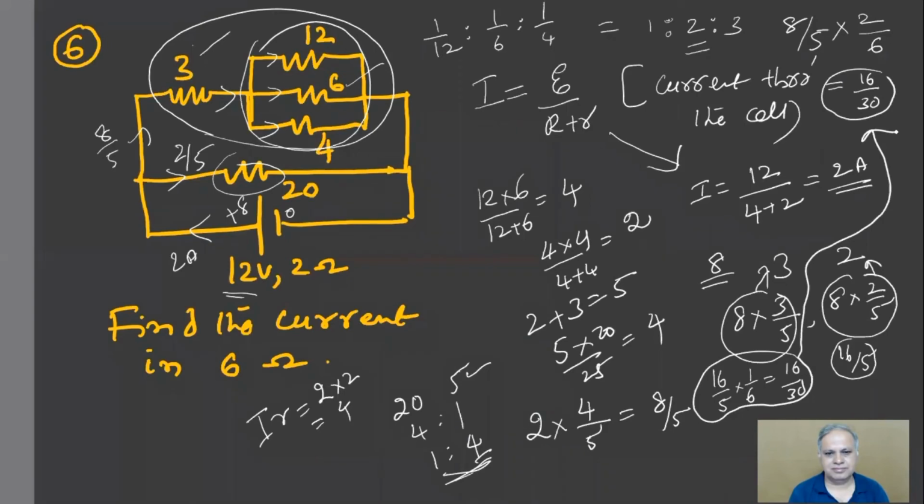Sir, current there is 8 by 15 ampere. Current there is 8 by 15 ampere. That's what I wrote as 16 by 30, right? Yes, sir. But this method makes it easier. Cut out that IR from the EMF and make it appear across the circuit. That becomes even shorter.